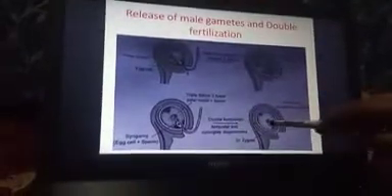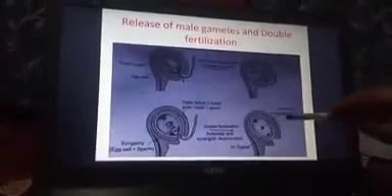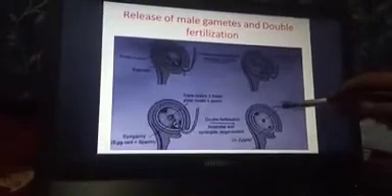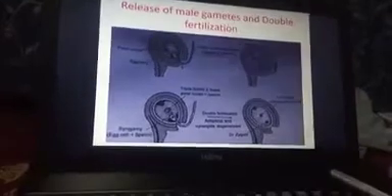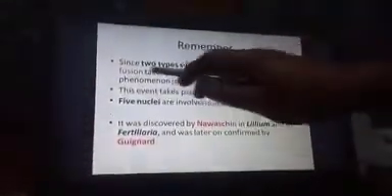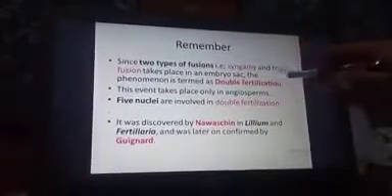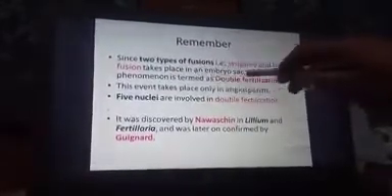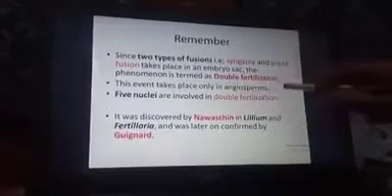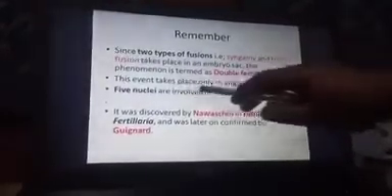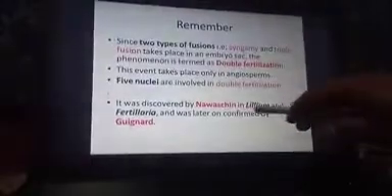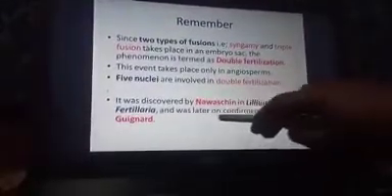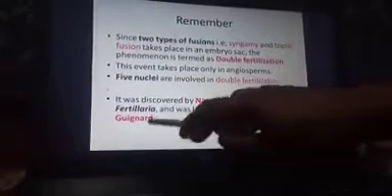As a result of this double fertilization, the primary endosperm is formed, which is a triploid structure, and a diploid zygote is also formed. Remember, since two types of fusions, that is syngamy and triple fusion, take place in an embryo sac, the phenomenon is termed double fertilization. This event takes place only in angiosperms. Five nuclei are involved in double fertilization. It was discovered by Nawaschin in Lilium and Fritillaria and was later confirmed by Guignard.